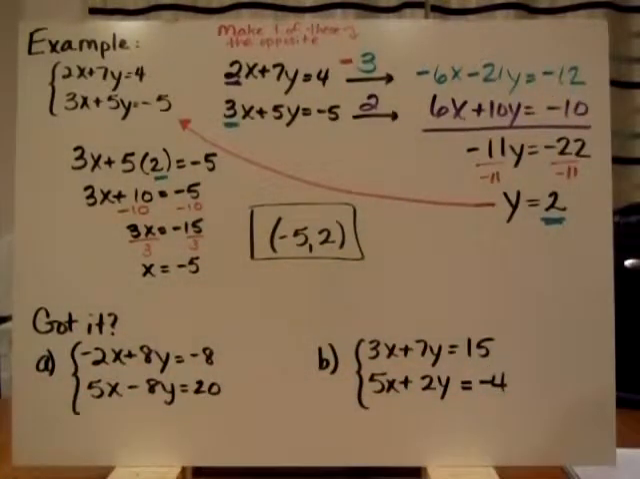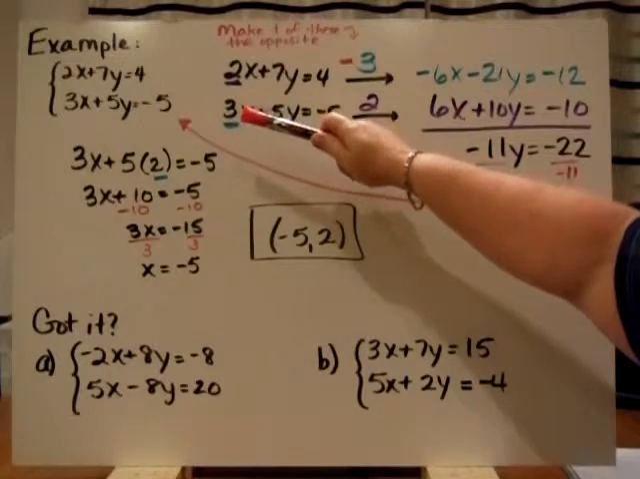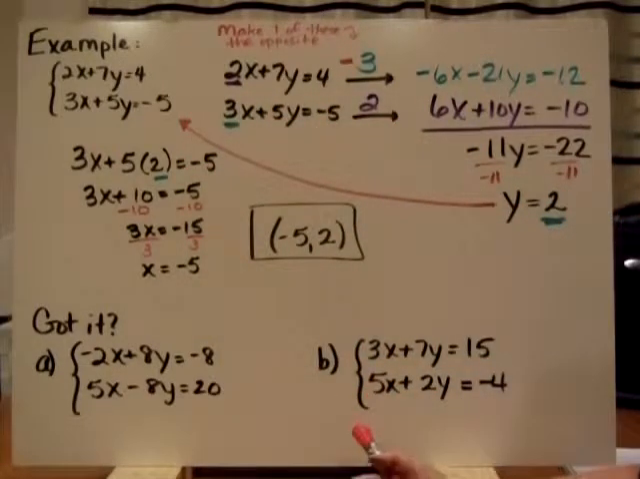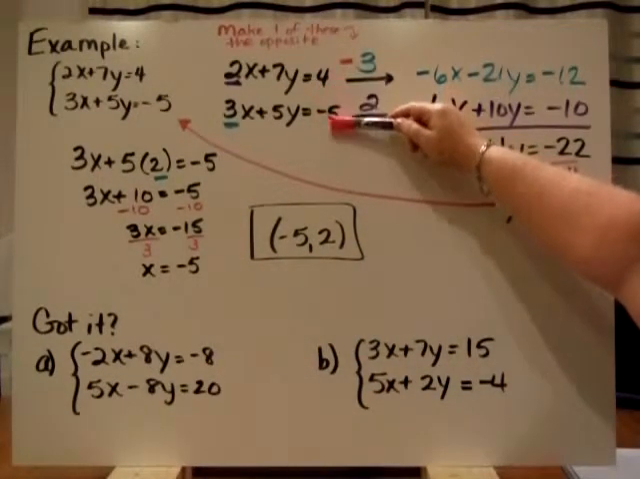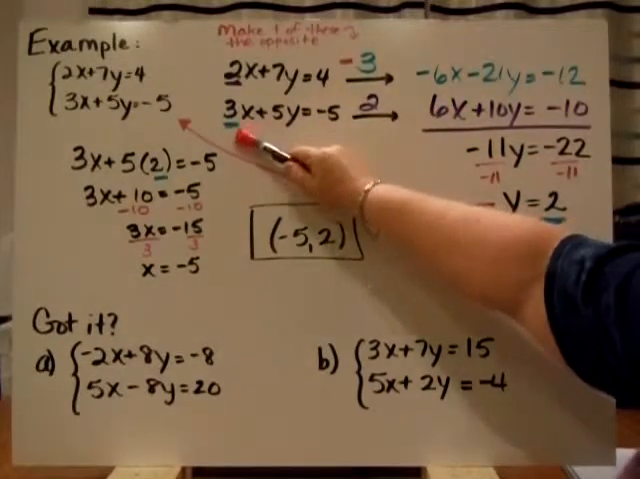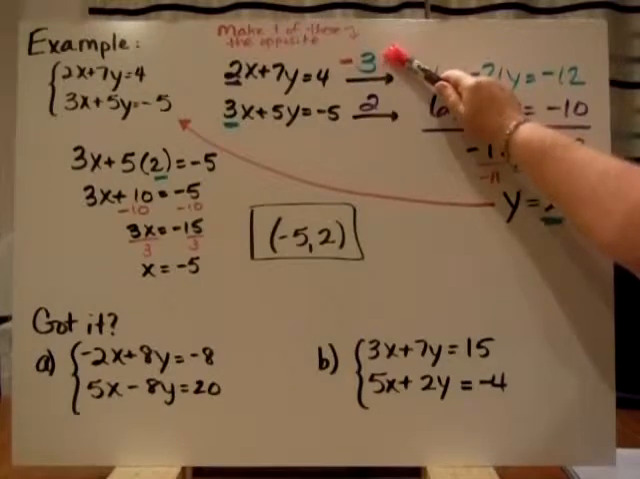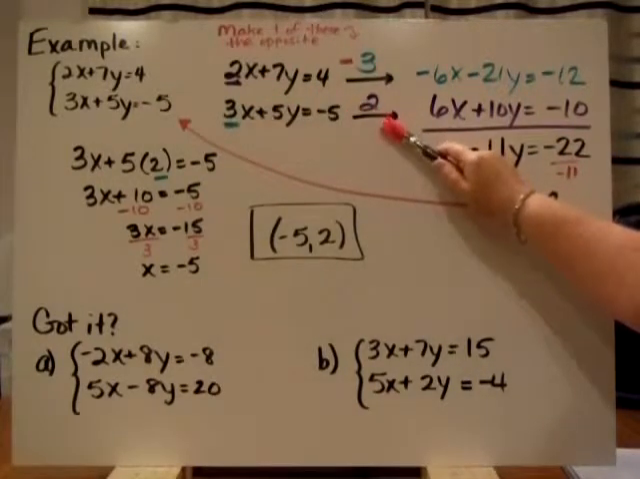In this example, none of the variables have 1 as a coefficient, so we don't want to use substitution, but none of them are opposites either. So if we just added what we have here, we would still have an equation with 2 variables that we don't know. So I took my 2 equations, and I took the 3, which is a coefficient of this x, and I moved it up here.